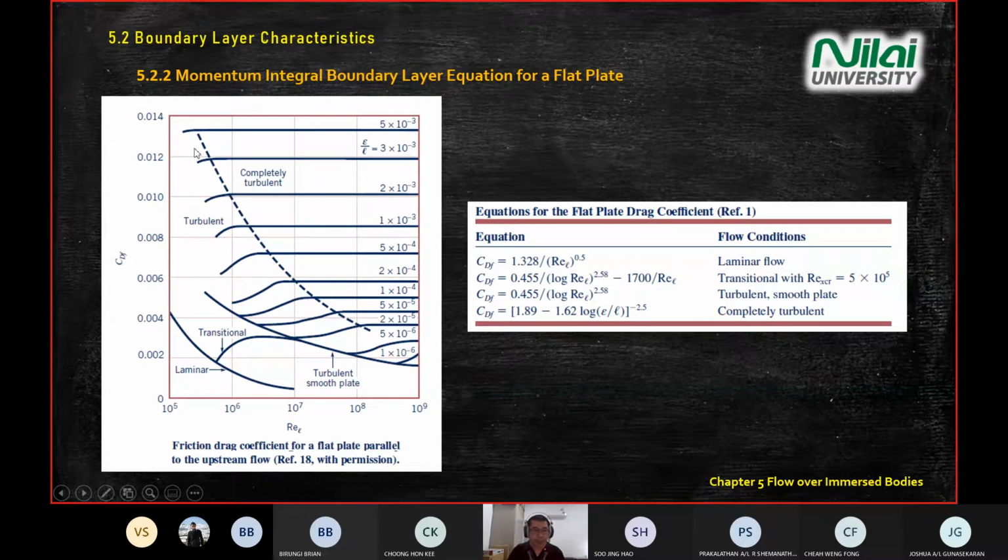Okay, so this is the effect. If you increase the Reynolds number, what happened to the CD? What is the relationship between CD and Reynolds number? Okay.